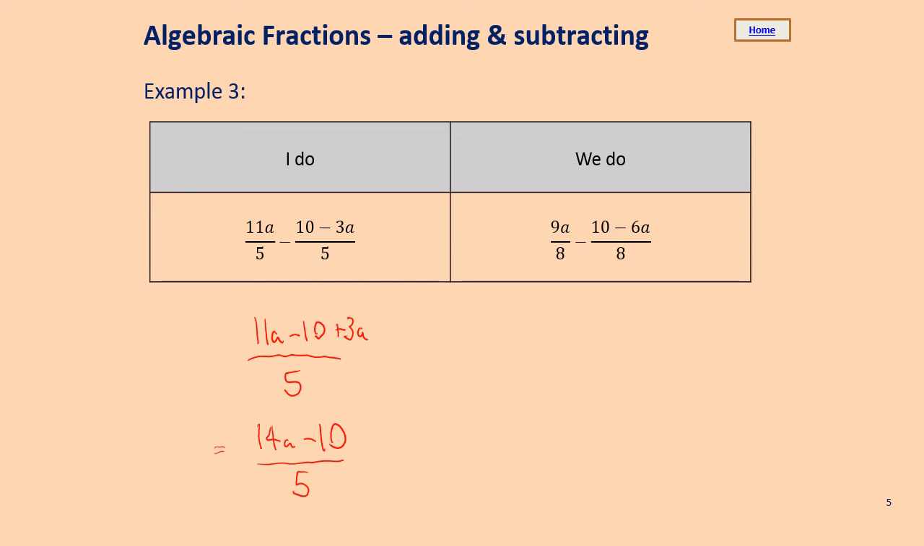Okay, so on the we do, again we've got 8 as a common denominator, so we can write this all as one fraction over 8. So I've got 9a here, minus 10, and then because it's minus 6a, this is going to turn into a plus. Okay, so it's plus 6a. From here, collect the like terms. 9a plus 6a gives 15a, minus 10, and that's over 8. And this cannot simplify because 15, 10 and 8 share no common factors apart from 1.